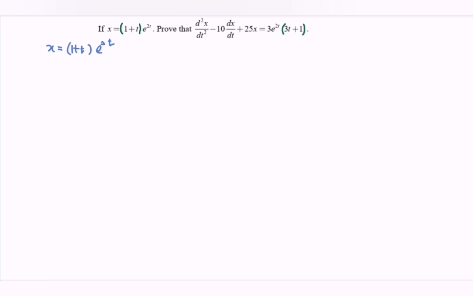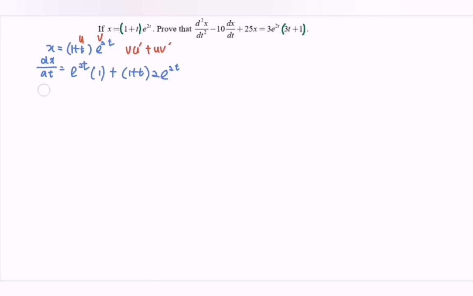So let's begin. We have dx/dt, which is equal to, using the product rule, v u' + u v'. Here we have u and v. So we have e^(2t) as v, and differentiate 1 + t with respect to t, so we have 1. Plus, we have u, 1 + t, and differentiate e^(2t) with respect to t, so we have e^(2t) and then 2.